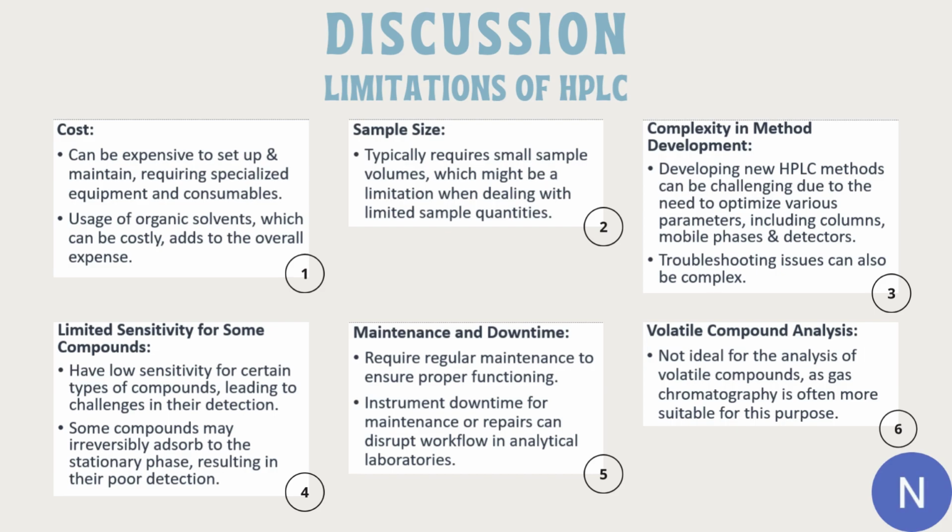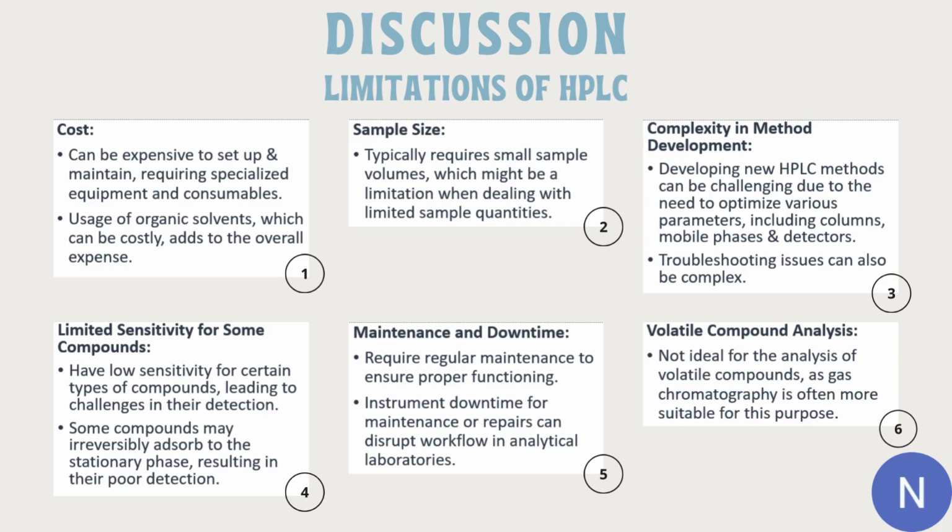Other than that, developing new HPLC methods can be challenging due to the need to optimize various parameters, including columns, mobile phases, and detectors. Troubleshooting issues can also be complex. HPLC may have low sensitivity for certain types of compounds, leading to challenges in their detection. Some compounds may irreversibly adsorb to the stationary phase, resulting in their poor detection.